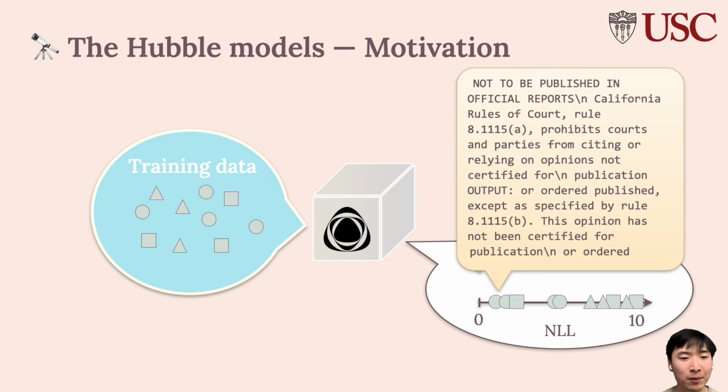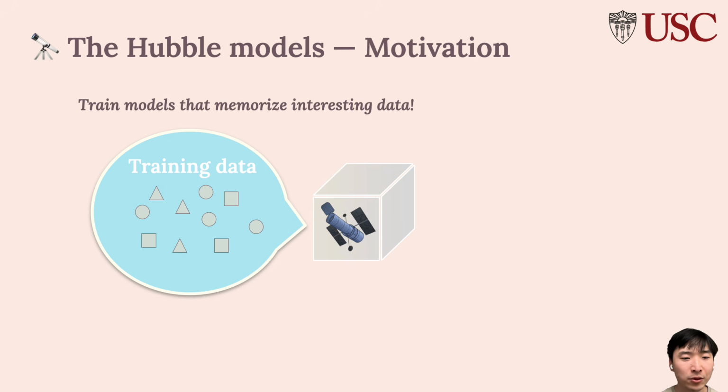To look at some of the examples that have low loss, this is an example that was memorized by Pythia. This is a boilerplate text of a legal document. So while some studies are possible, the type of data memorized is not that interesting. Our thought is that we should train models that memorize interesting data.